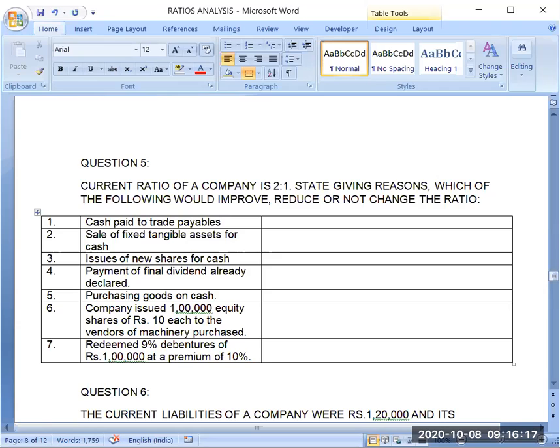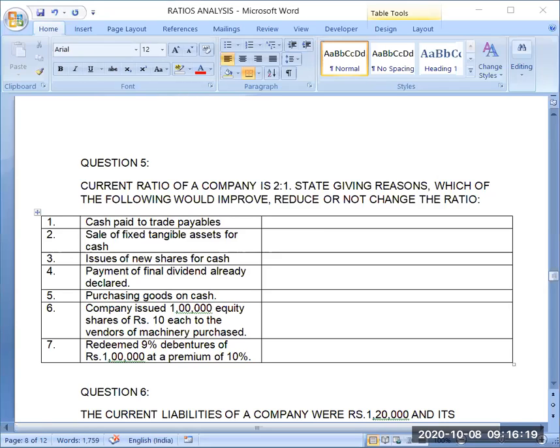Now see, first is cash paid to trade payables. Read the question first. Current ratio of a company is 2:1. So right now your current ratio is 2:1.